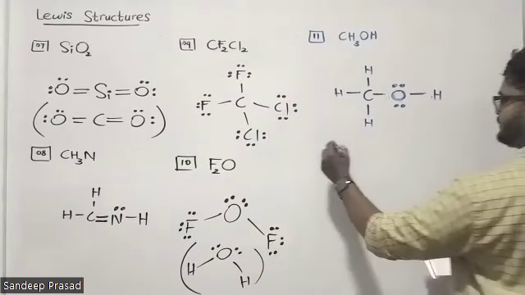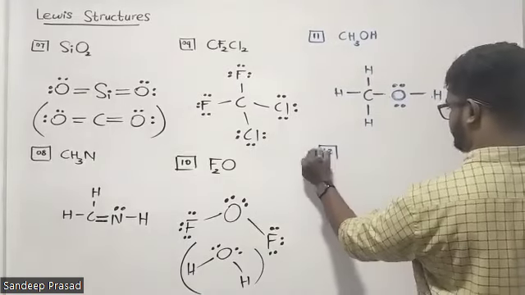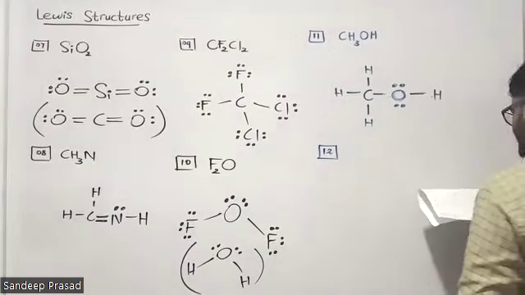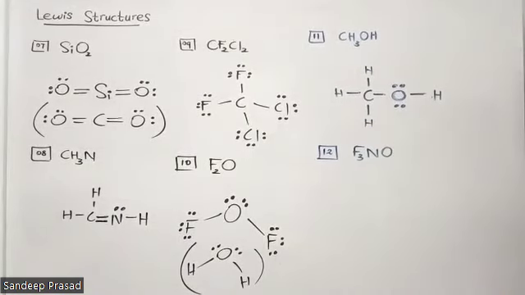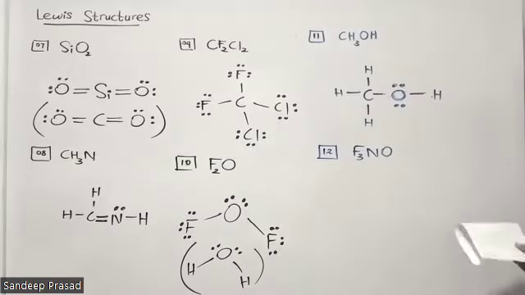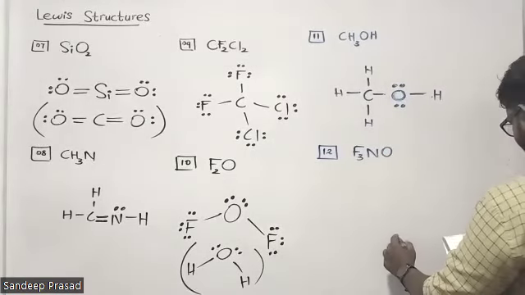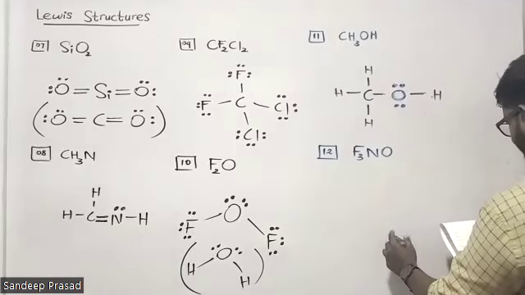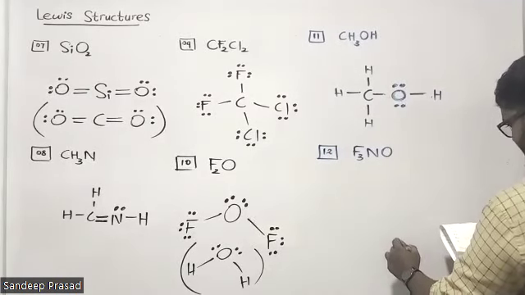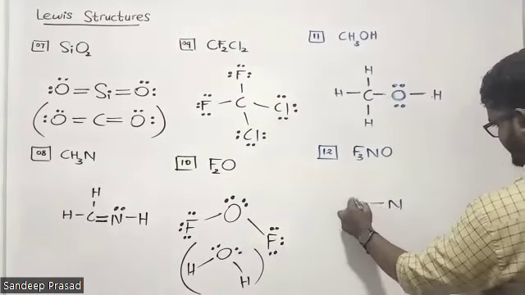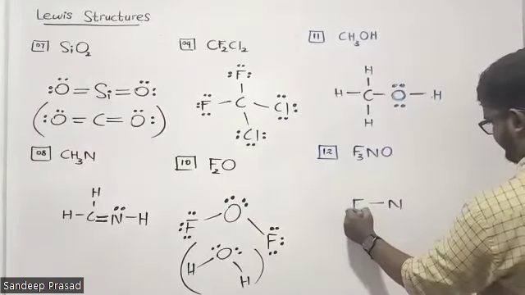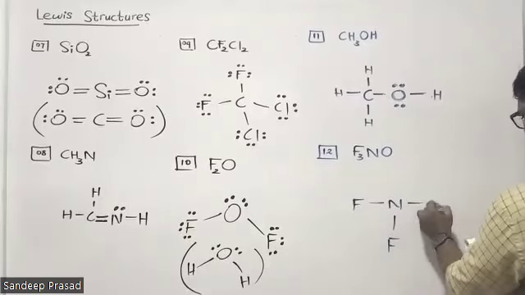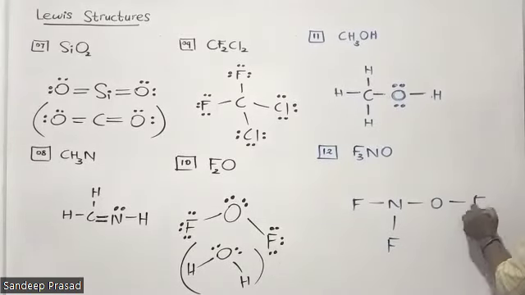Number 12. Number 12 is F3NO. I will give you the skeleton for this one, students. It looks like this: N, F, F, O, F in this way, right?